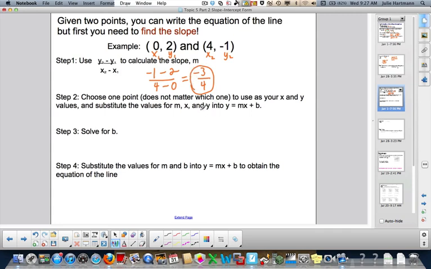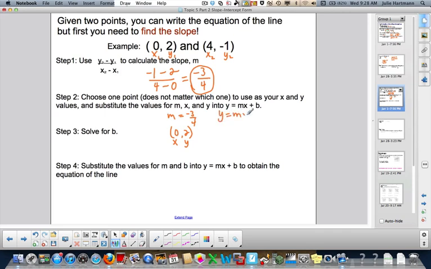So step 2, now we are down to, we have a slope and we have a point. Pick one of your points, and it does not matter which one. Okay, it does not matter. I'm just going to choose the first point as 0, 2. So that's my x and that's my y. And then I plug that in.